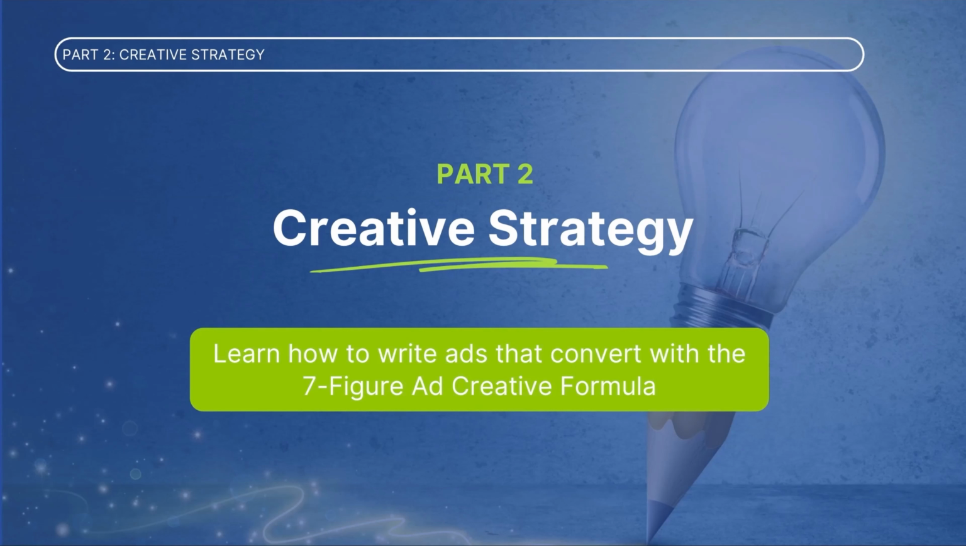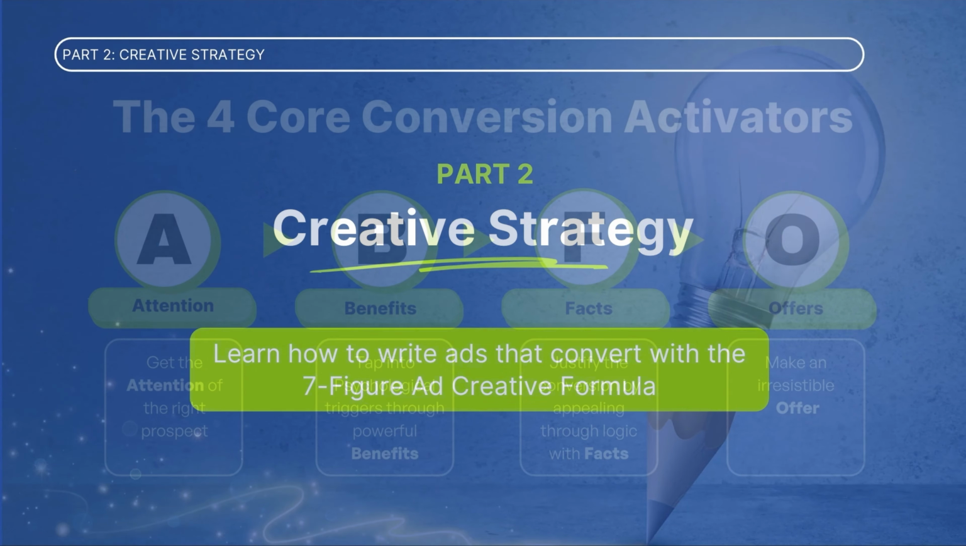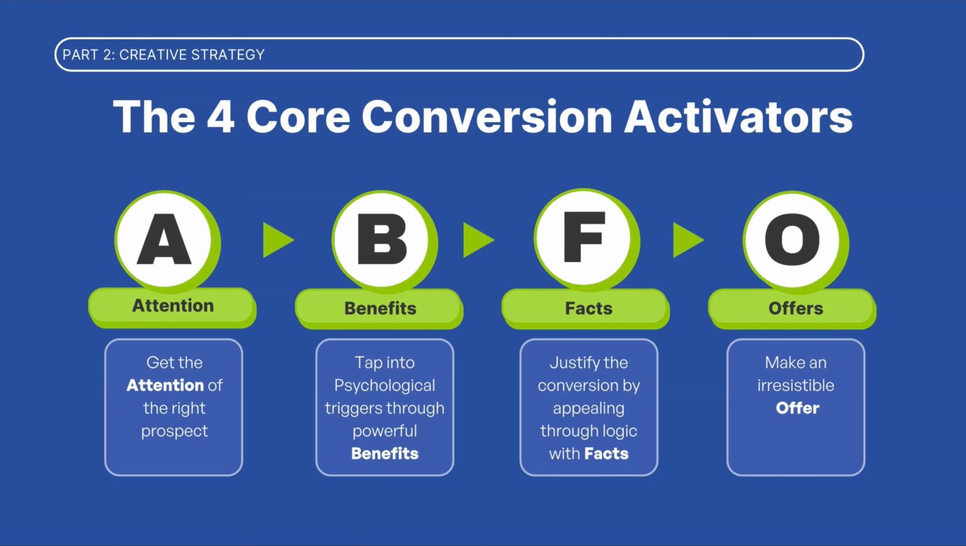Welcome to Part 2, Creative Strategy. In this section, I will teach you how to write ads that convert using the 7-figure ad creative formula. This formula leverages the same framework of persuasion we used to build landing pages in Module 1, the 4 conversion activators. An ad that converts achieves these 4 steps sequentially. It gets attention, it provides benefits, it gives facts, and it makes an irresistible offer. An ad that sells can achieve this in as little as 10 seconds.